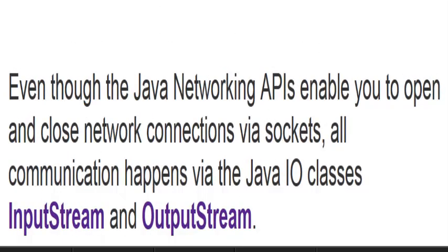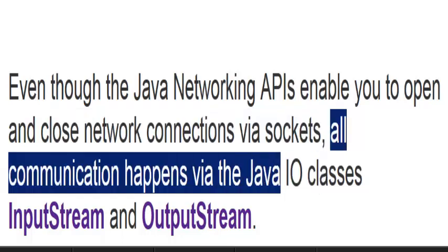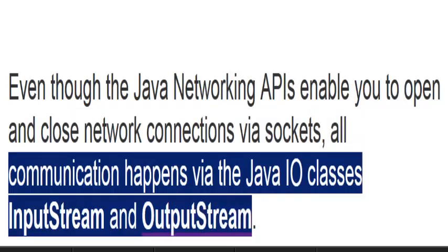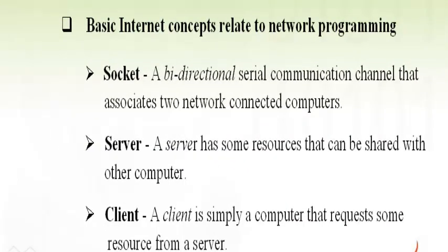You know, even though the Java networking APIs enable you to open and close network connections via sockets, okay, all communication happens via the Java IO classes, that's InputStream and OutputStream. We should remember this point. Now, if you want to go over Java networking, the first thing is we have a number of classes and packages to support writing internet-aware programs. So what are these classes and packages? Before that, we just discussed a socket as a bidirectional serial communication channel associated with network connected computers, and server and client we know.